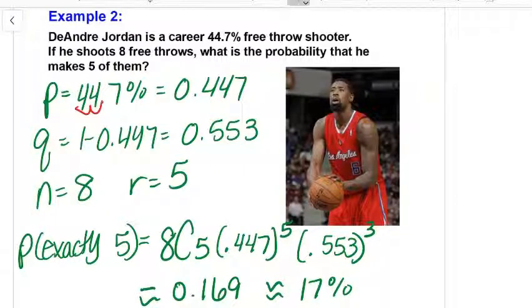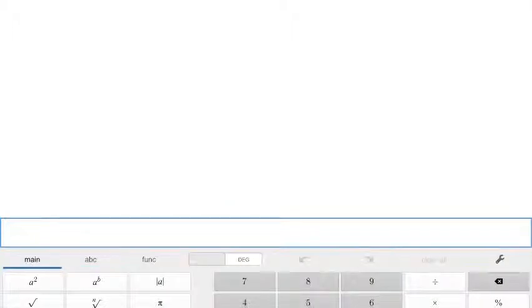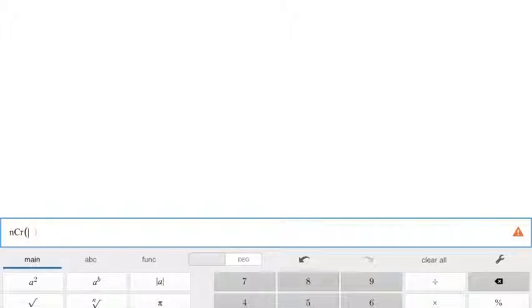Now, if you have a different kind of calculator, like a regular standard calculator, I'll pull mine up and show you what it might look like. You would have to look under your different functions. I have N choose R here, and it gives me a parenthesis. Then in your parenthesis, you would do 8 and then comma 5. Oh, it was supposed to be 8 comma 5. That would be 8 choose 5. 8 total, and you're choosing 5. How many combinations is that?